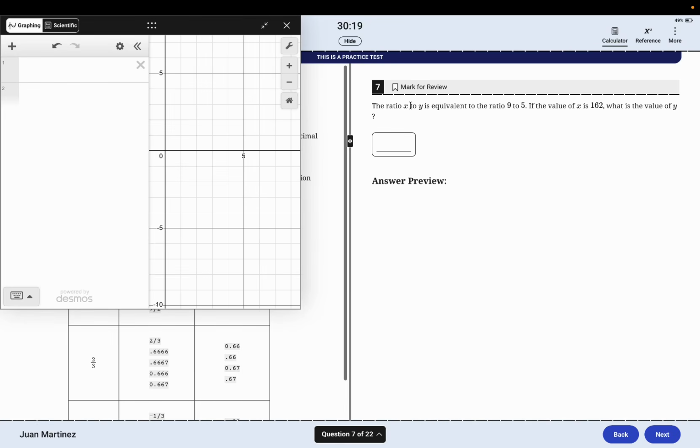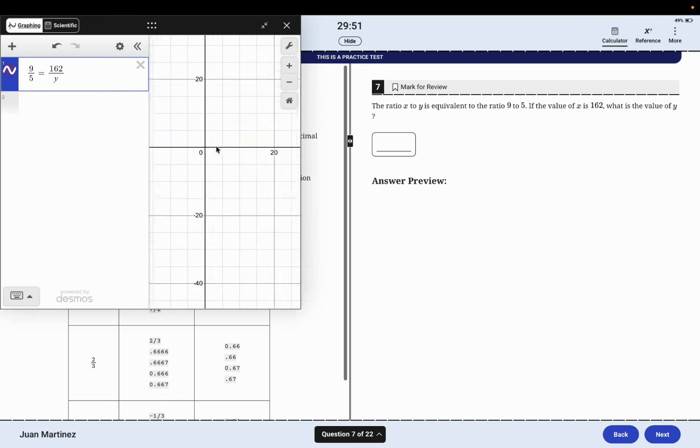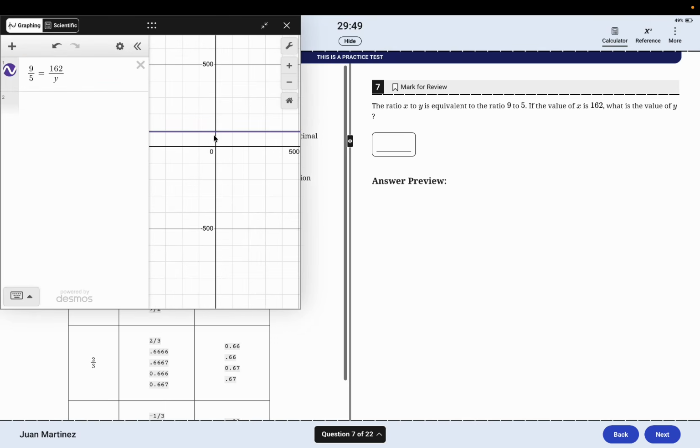Go on to 7. The ratio of x to y is equivalent to the ratio 9 to 5. If the value of x is 162, what is the value of y? All right, so when we say the ratio is 9 to 5, we're essentially saying it's a fraction form, right? That's what a ratio is, 9 over 5. And this is equivalent to 162 over y, right? We don't know what our y is.